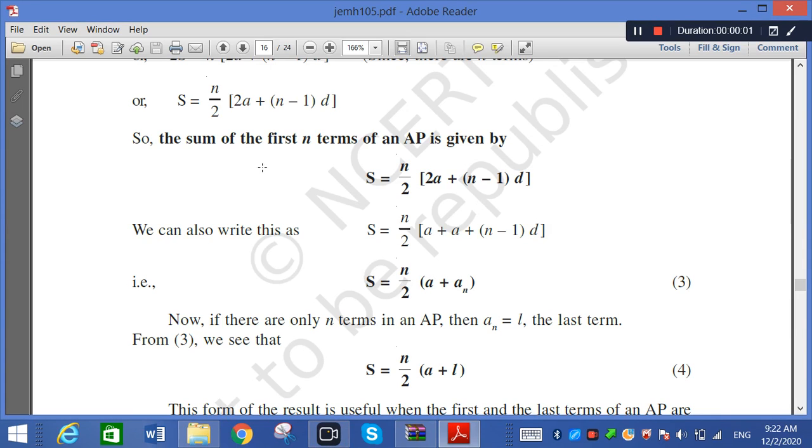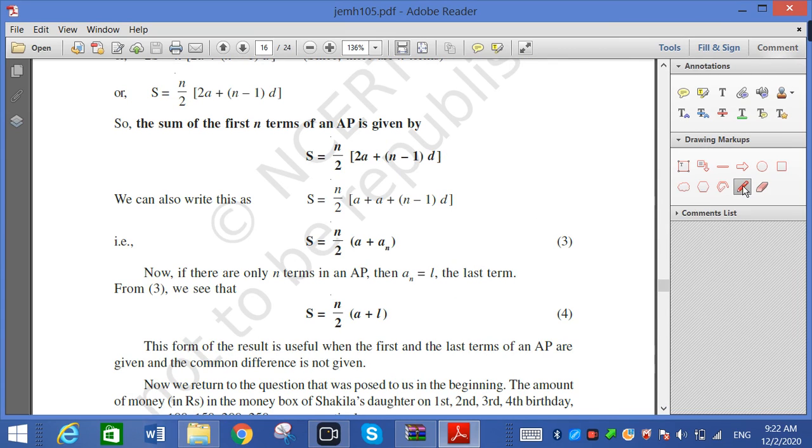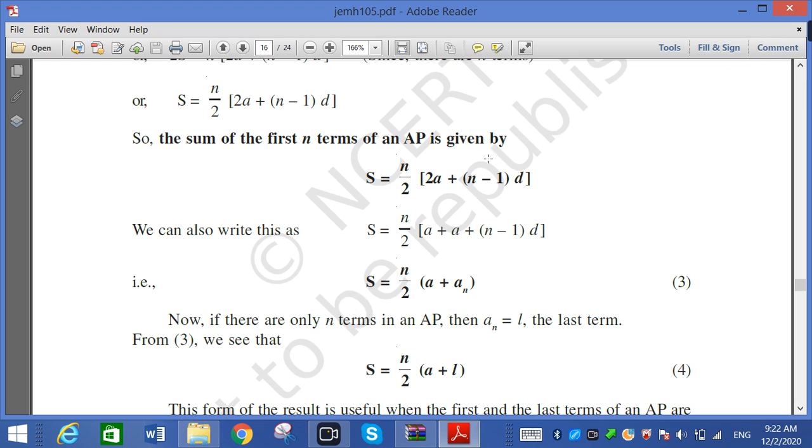Good morning, friend. Today we want to start a new topic, that is the sum of n numbers. The sum of the first n terms of an arithmetic progression, with the sum symbol S, we write as n by 2 into twice a, where a means the initial term. The formula is already there; we just have to identify what is S and what is a.